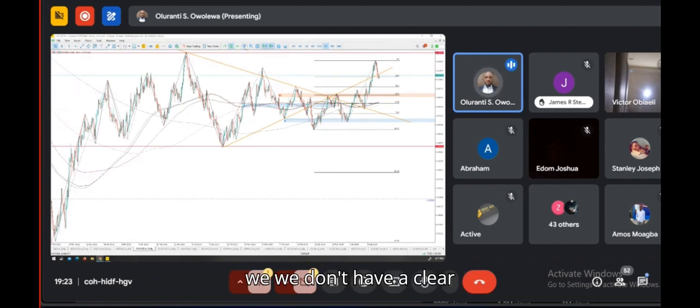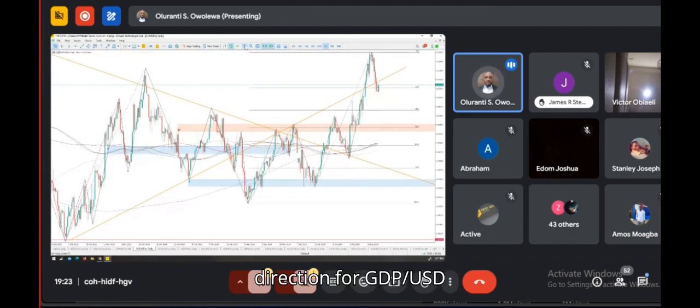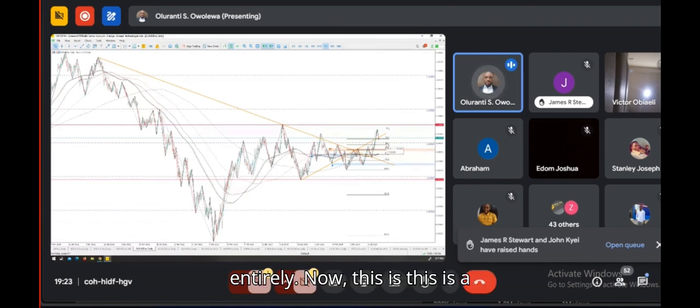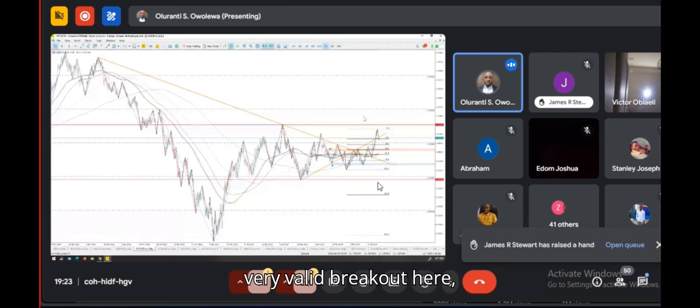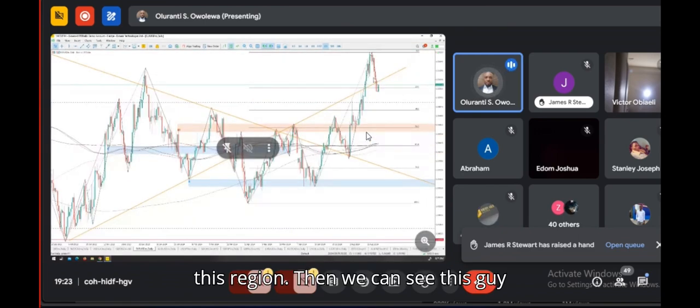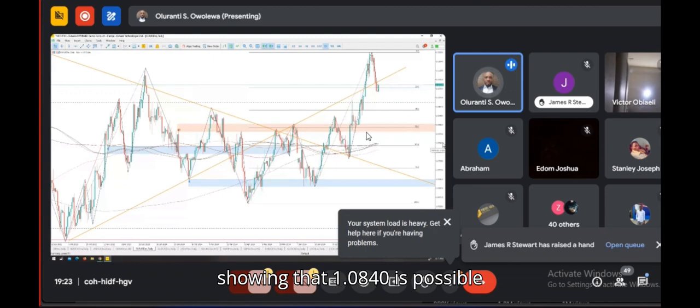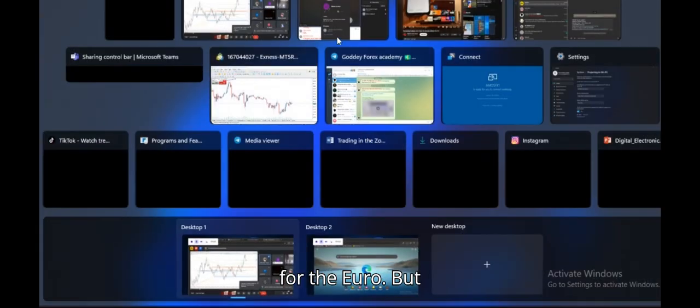While we don't have a clear direction for GBP USD except for a retest of that breakout zone, Euro USD is actually giving us a different vibe entirely. Now this is a very valid breakout here, this region. Then we can see this coming back into this region, and we are seeing some divergence around here, showing that 1.0840 is possible for the euro.